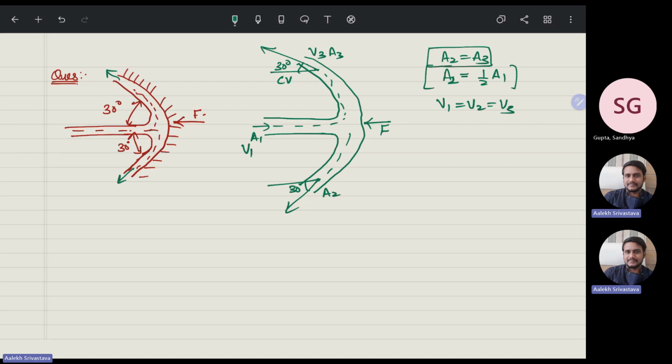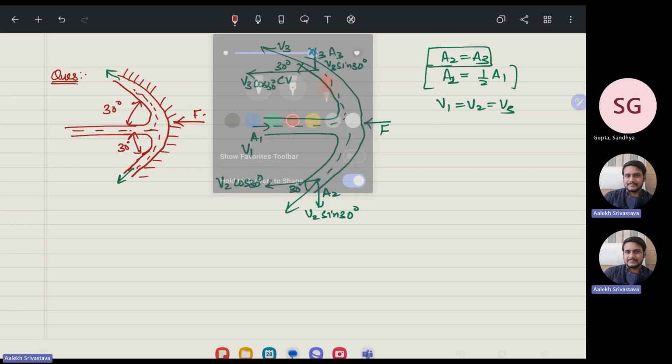Now what we will do is we will try to find the components of velocity. So if you say this is V3, this is V3 cos 30 and this is V3 sin 30. Similarly for here, V2 cos 30, and this is V2 sin 30. So simply just breaking the components of velocity.